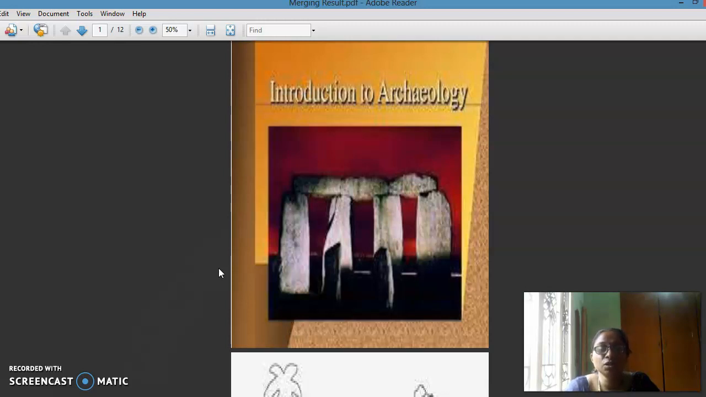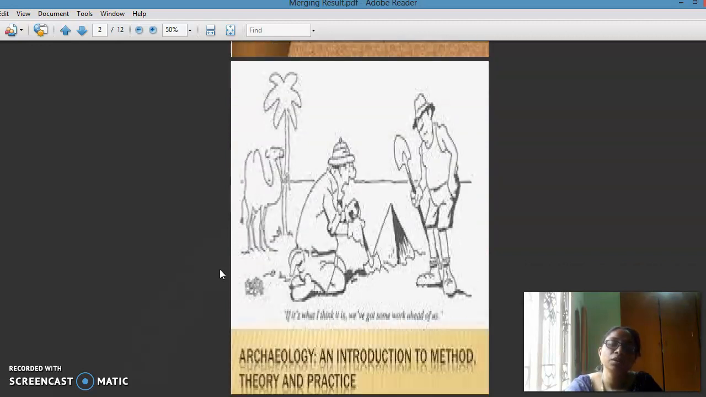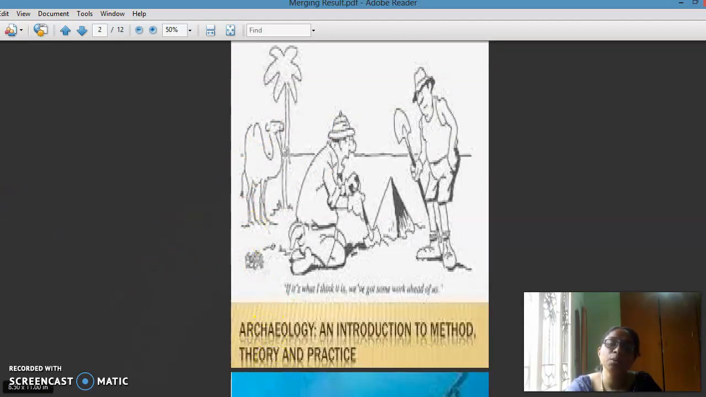So the Indus Valley civilization prehistory started in 2500 BC. The first exploration was started by Dr. Alexander Cunningham, who was the first archaeologist to study the Indus Valley civilization. That was followed by John Marshall and Mortimer Wheeler and other archaeologists who contributed to the archaeological survey in India. So to this introduction, we see this picture that relates with archaeology and introduction to method, theory and practices.